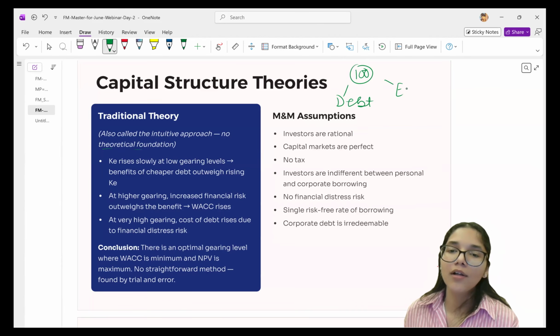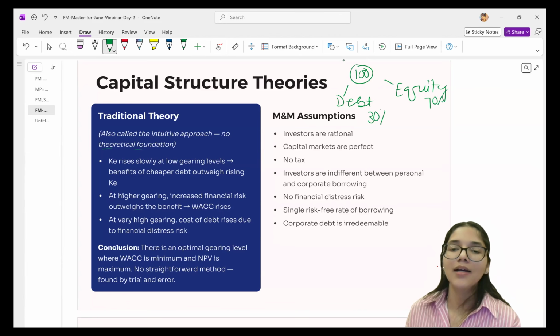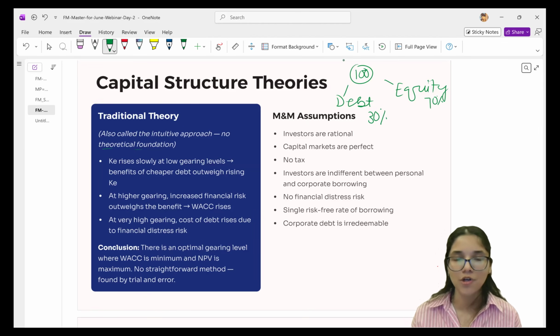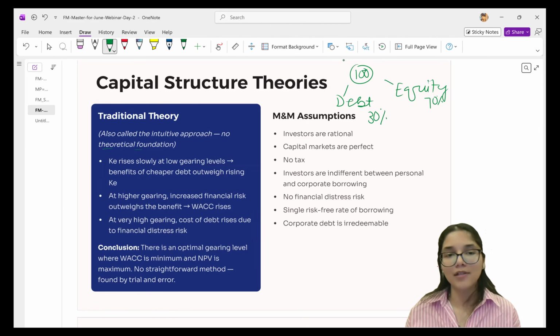How much of the $100 will come from equity? So if, for example, 70% comes from equity and 30% comes from debt, then this is the capital structure of the company. We call it a 70-30 structure. This is what we mean by capital structure.